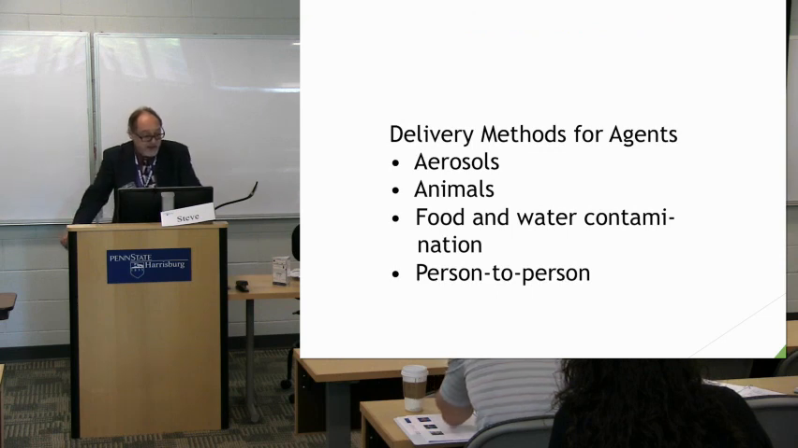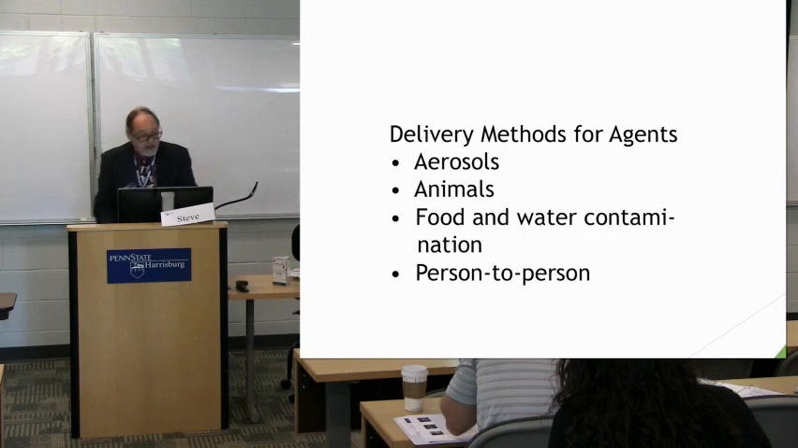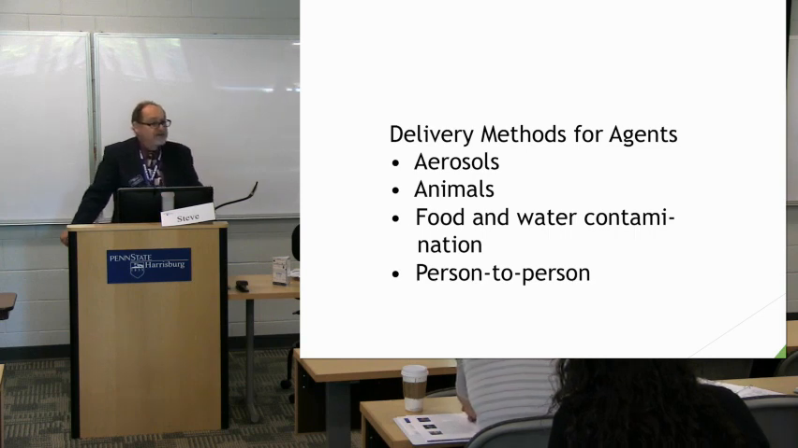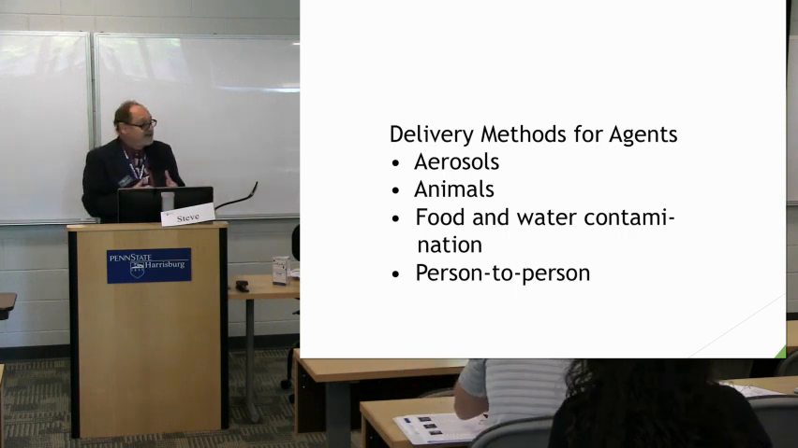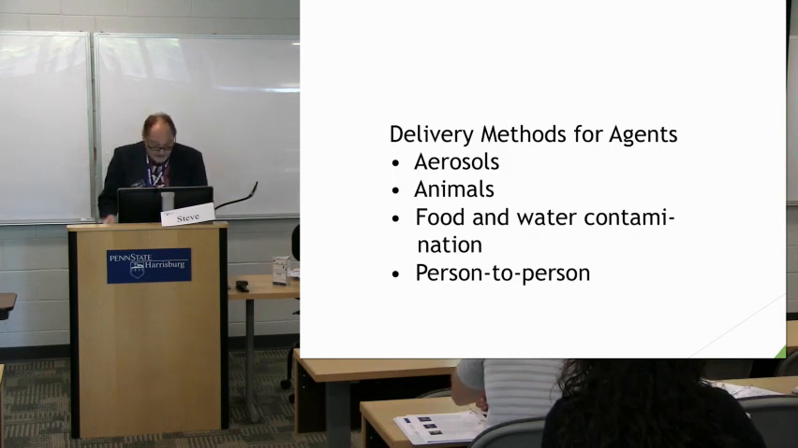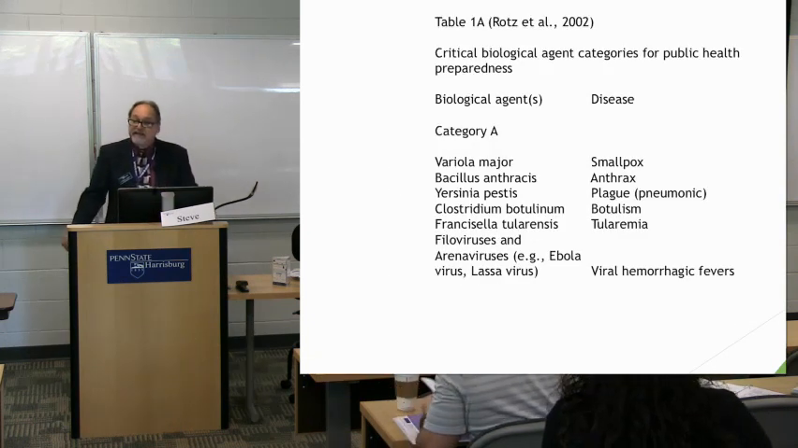First off, there are a number of means of delivering biological weapons: through the air, aerosolization, through animals, through food and water contamination, and through person-to-person passage of the agent. And different kinds of agents have different characteristics, different ways of being disseminated or dispersed. Let's take a look at some of these agents.